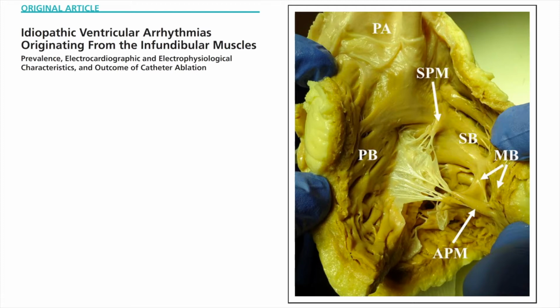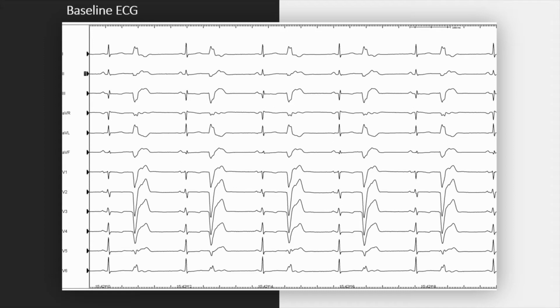Compared to these structures, we have anterior papillary muscle. Usually anterior papillary muscle in the right ventricle shows a superior axis and the QRS is wider, the transition is later, and we see notching of the QRS complex, especially in precordial leads. Now we go back and look at the ECG in our patient. Our patient showed the typical findings of PVCs originating from the anterior papillary muscle in the right ventricle.